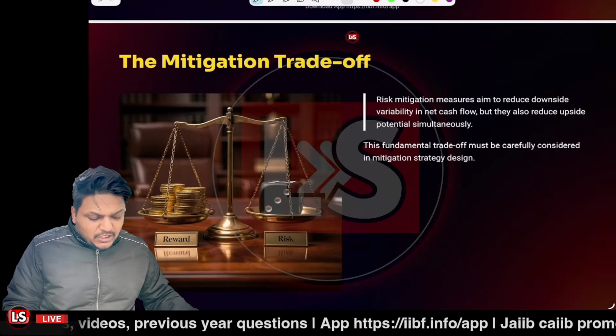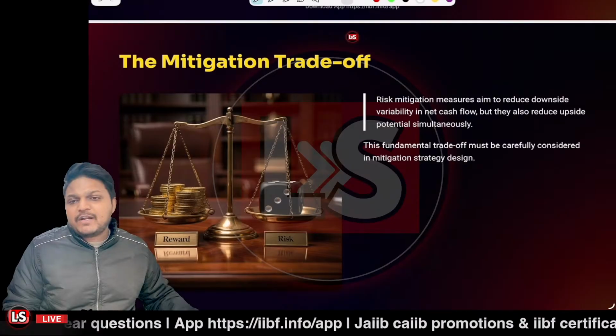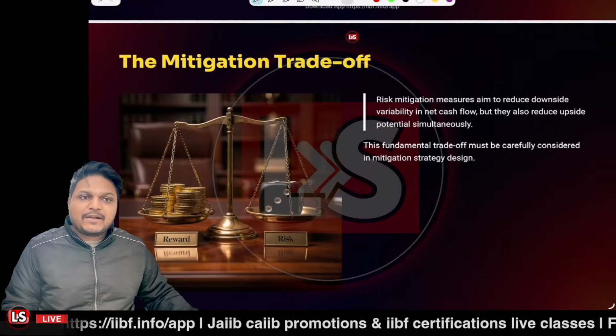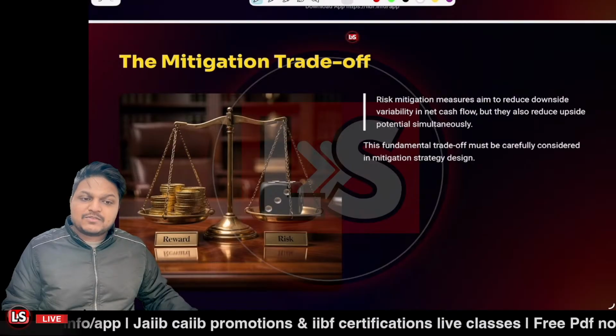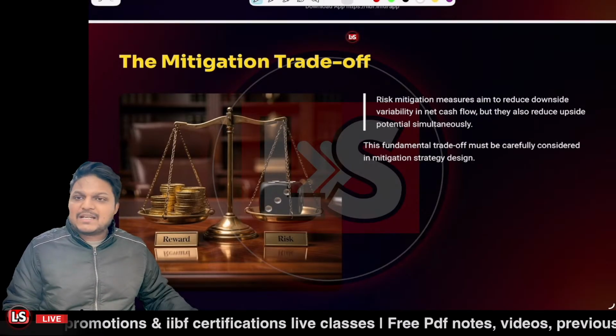And this is a trade-off. Risk mitigation aims to reduce the downside potential, but it can definitely reduce the upside potential too. That is a very important point that you should understand. Is that clear?